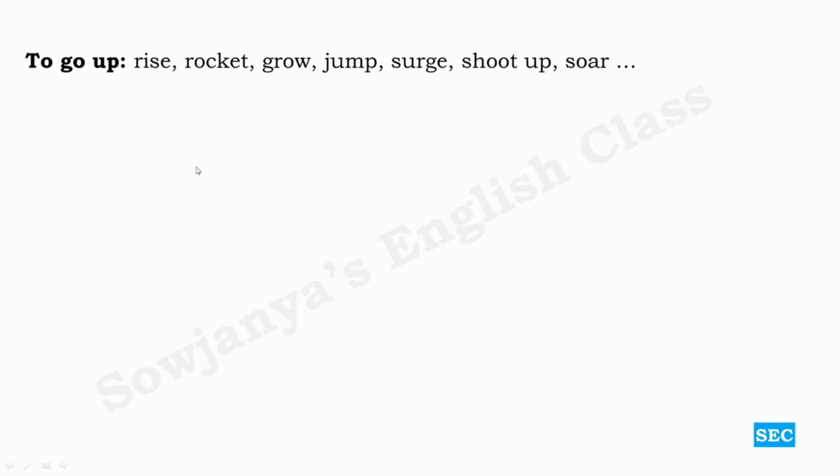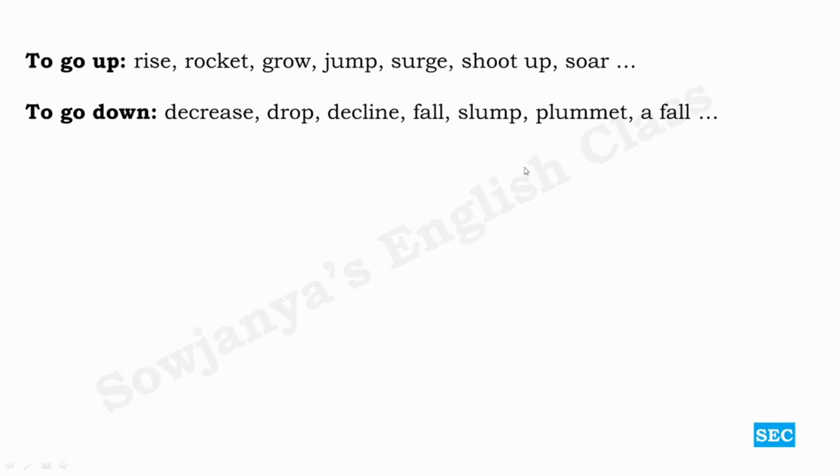We can depict the trend of numbers going up with the help of these words: rise, rocket, grow, jump, surge, shoot up, soar. When the numbers go to the top in a very rapid manner, we use words like surge and soar. And then to go down: decrease, drop, decline, fall, slump, plummet. Plummet is going to the bottom, that too in a rapid fashion. So surge, soar, and plummet are extremes. Based on the given data, we are going to use them.